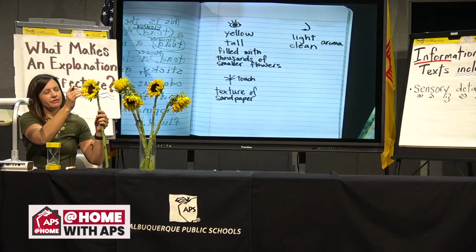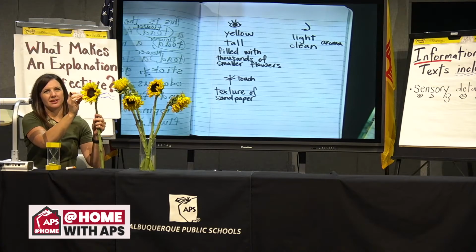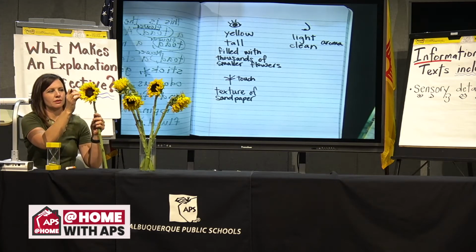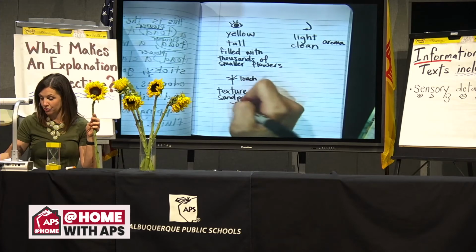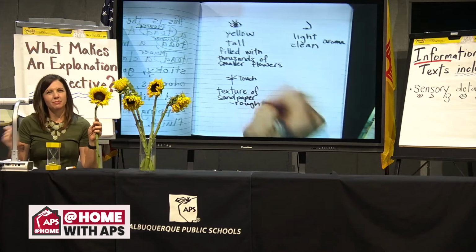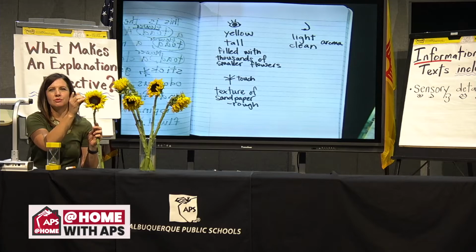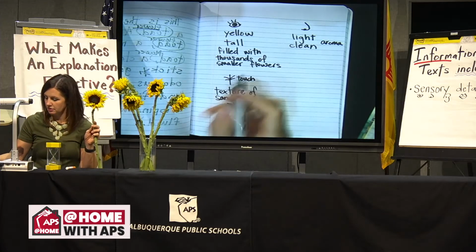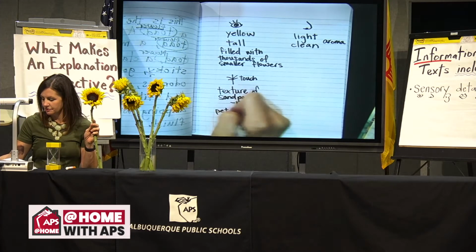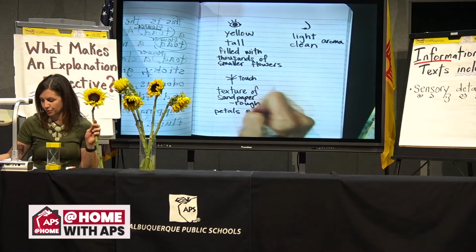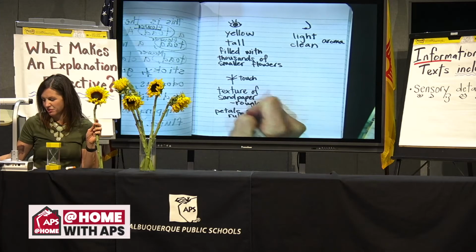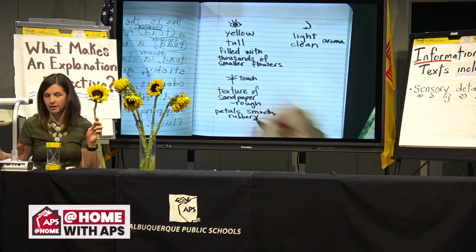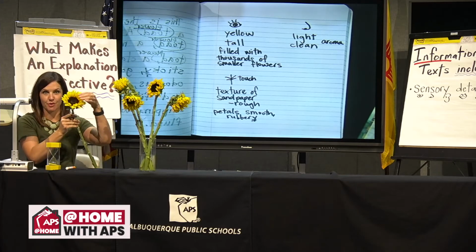And then the texture of the petals, they're very smooth. It's interesting. The stem is very rough. I'll write that word, rough. But the petals are smooth and almost rubbery. The petals are smooth and rubbery. Ooh, that has a Y on it. I'll definitely have to use that word.